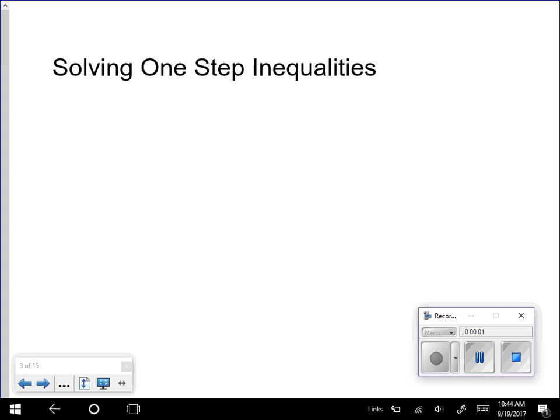To Algebra with Miss Swartz. Today we are going to continue with our inequalities unit. We're really getting into some more meaty stuff.